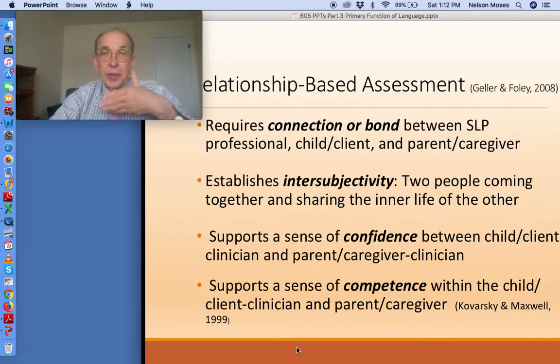In fact, there's a term called face. We're going to need to save face. We try to maintain face. I put a citation here about competence, incompetence by Kowarski and Maxwell.